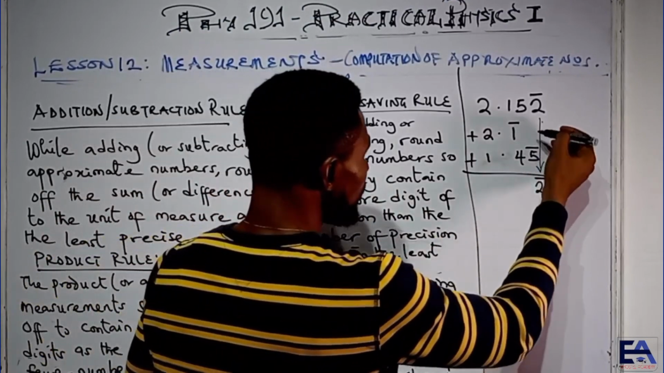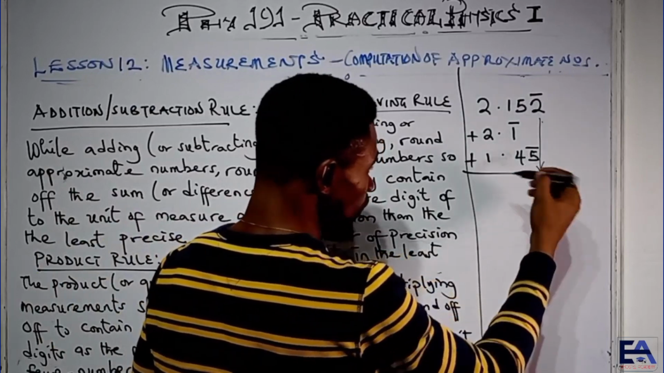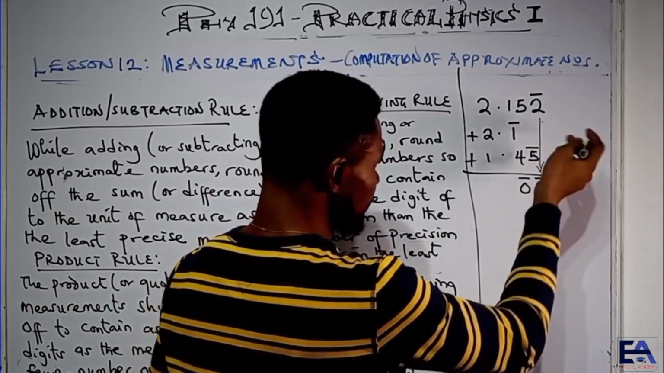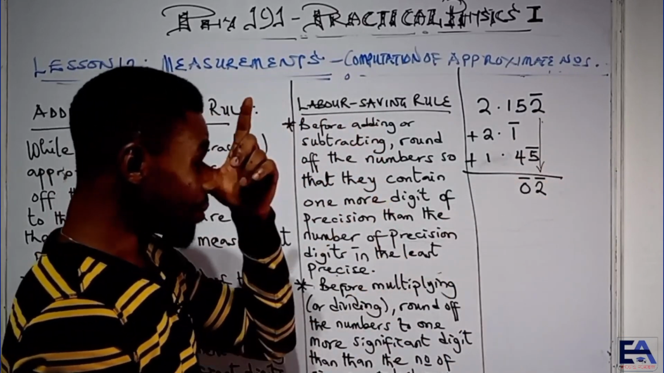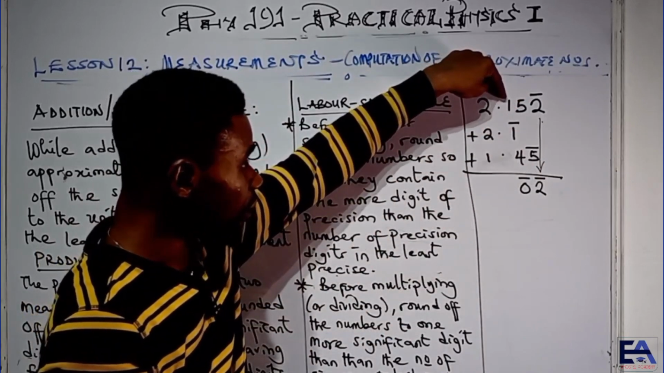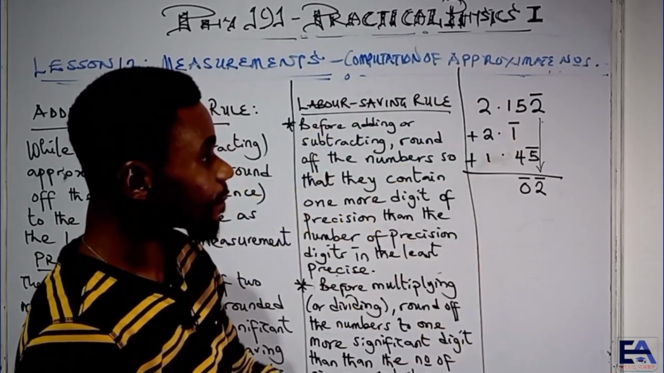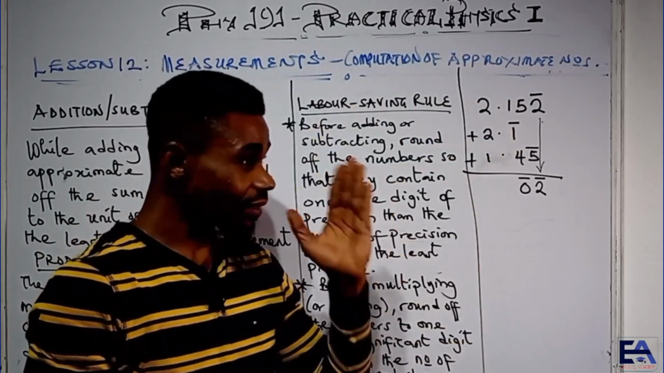So now 5 plus error 5, or plus approximate 5, will give you 10, right? The 0 you put a bar on, remainder 1. The 1 adds to this one. 1 plus 1 is 2. Normal 2 plus bar 1 will give you bar 3.